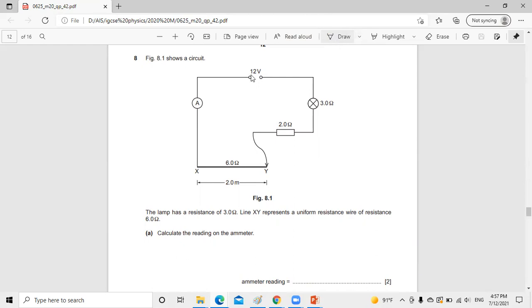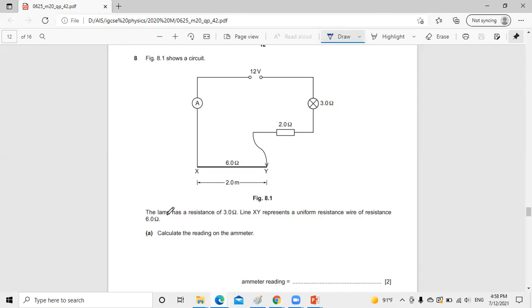The question says: the figure shows a circuit. We have a 12 volt power supply. It is a circuit with one path. The current that passes through all these devices, through the ammeter here, measures the same current. That means they are connected in series.